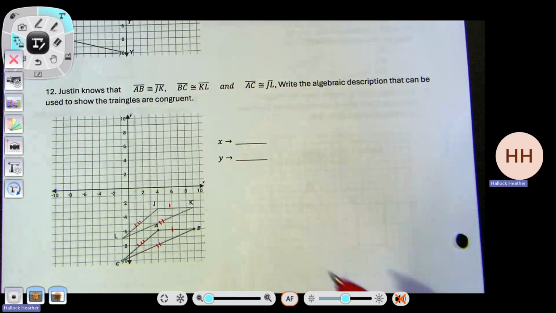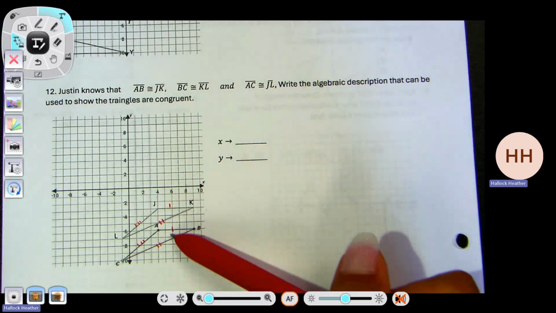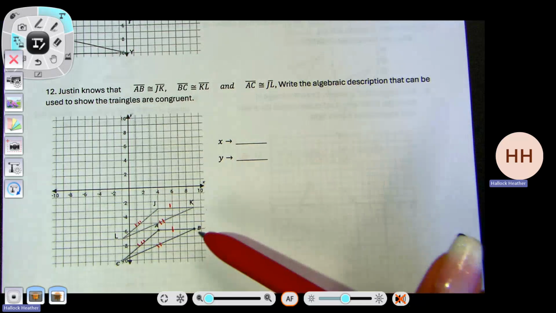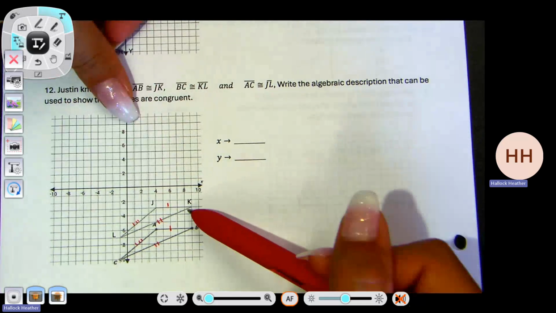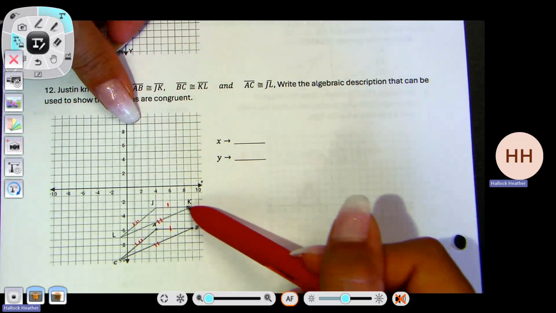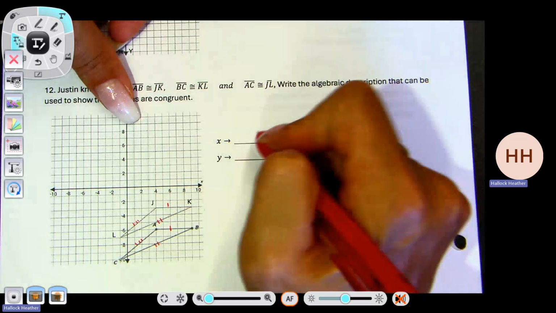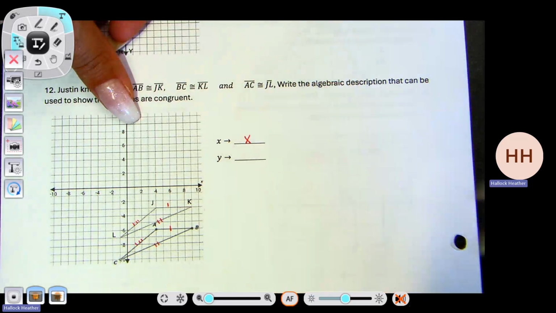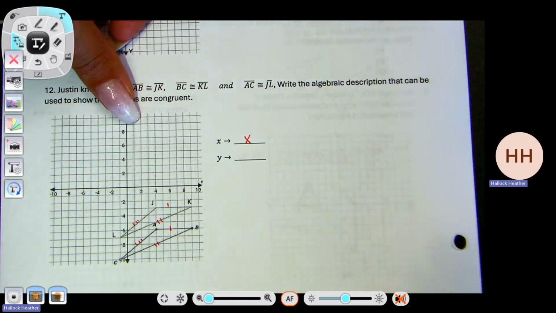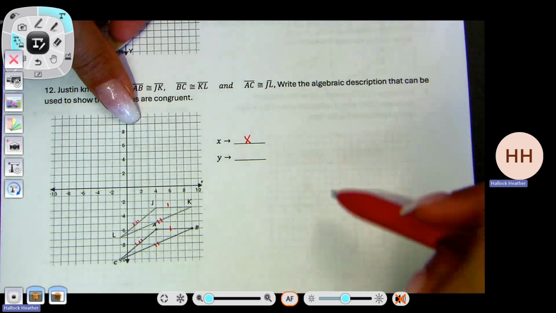So you can technically have 2 different answers for this because it doesn't say if you're going from this triangle to this triangle or this one to this one. So one of the possible answers, either way, if you look, your x is not shifting left or right. So no matter what, this is going to be just x. X stays the same. You're not adding 0, 1, or 2. You're not adding anything. It's just x.